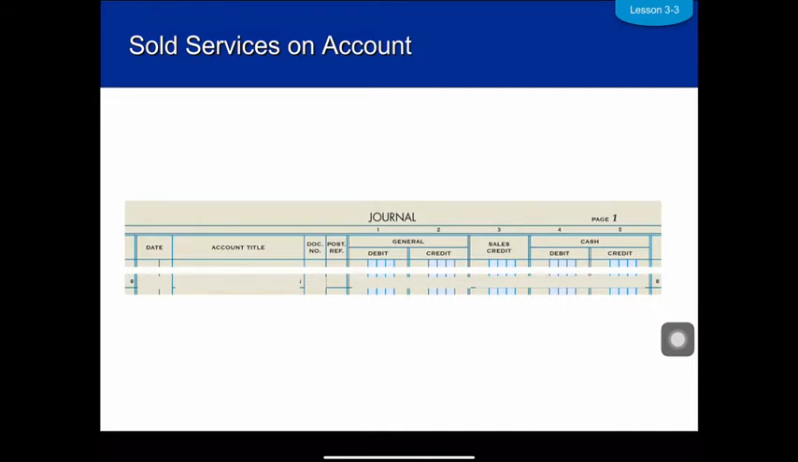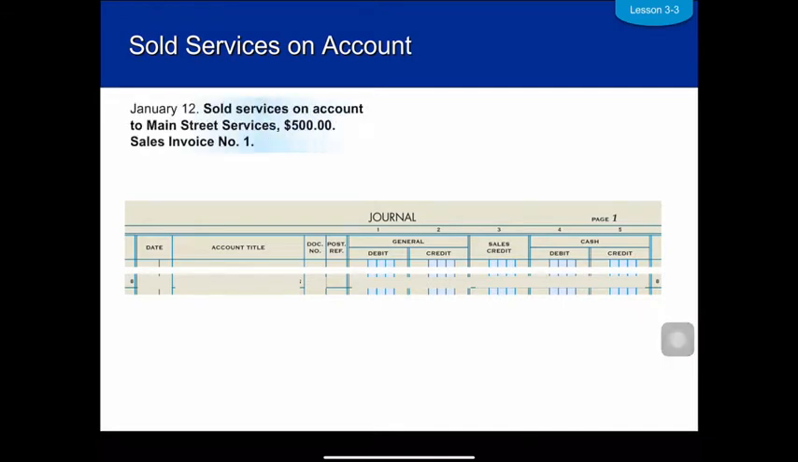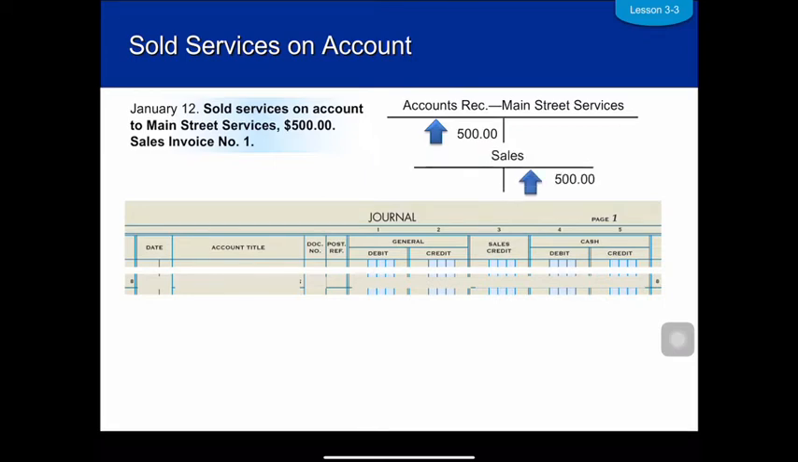Our next transaction is sold services on account, and it reads like this. Sold services on account to Main Street Services, $500, sales invoice number 1. Again, our accounts receivable is going to go up. The amount that we're going to receive at a later date, Main Street Services owes us $500. And our sales is also going to go up, so therefore we're going to credit sales for $500.